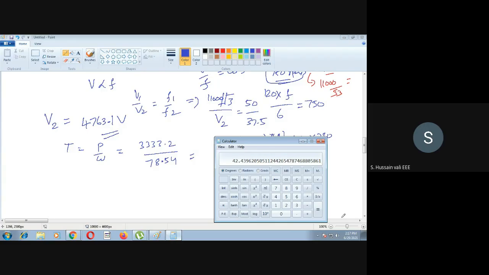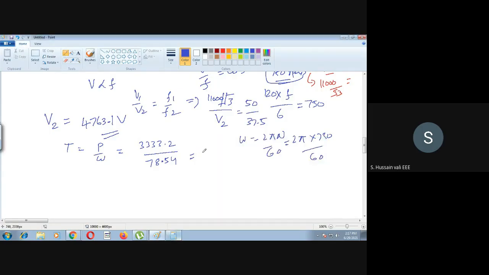See, it is kilowatt. You must not get here. So 42.43 kilo, or 10, you put 10 power 3 into Newton meter. So 42.43 into 10 cube Newton meter. So this is the torque production. Okay. So we got one answer now.